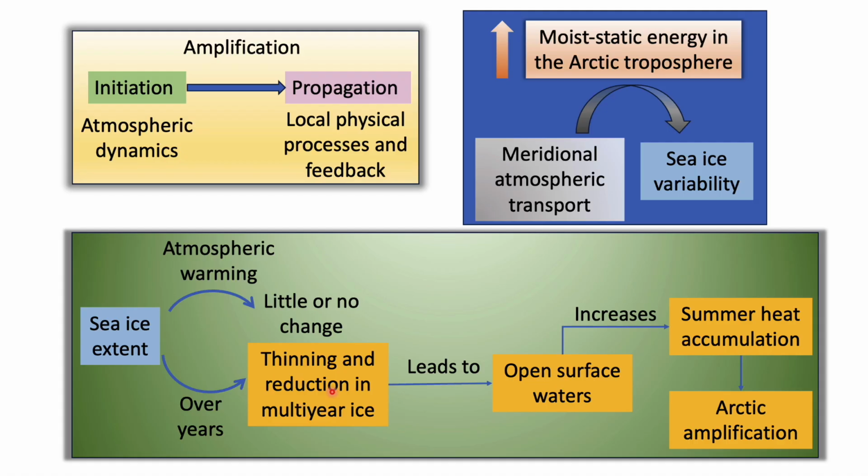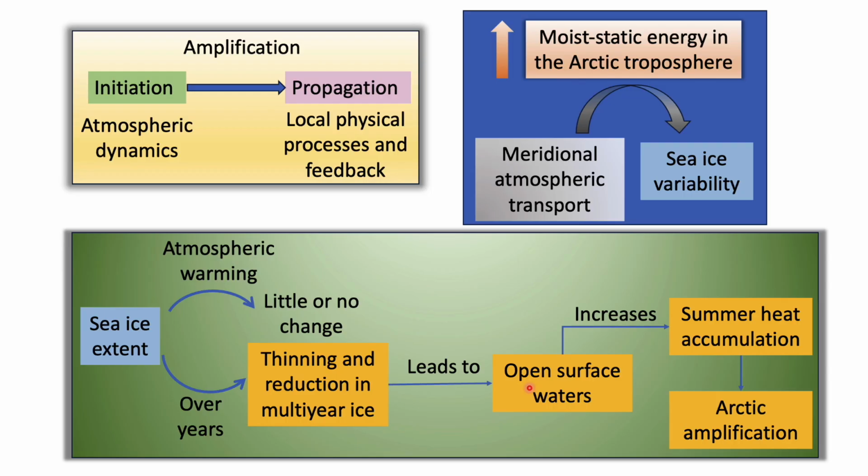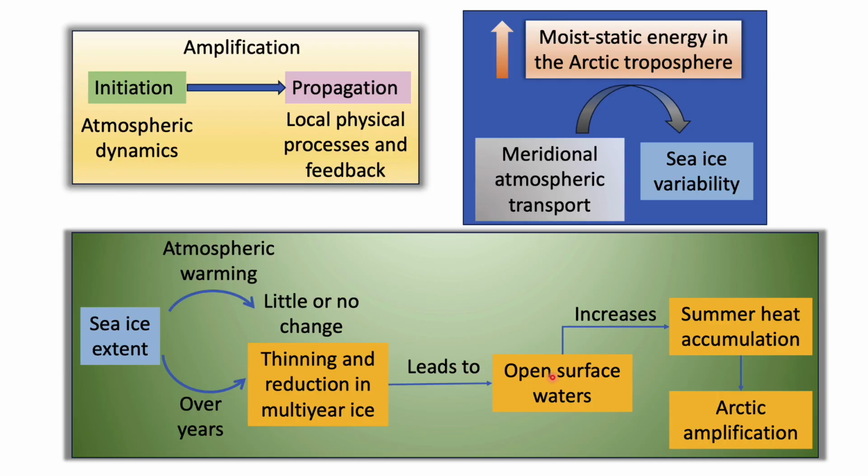And the thinning and reduction in the ice leads to open surface water. As we have seen, surface albedo changes when ice melts to water. Now the water absorbs more heat, so it leads to more melting of ice. So that is what is happening. The thinning of ice leads to more and more open surface waters, which increases the summer heat accumulation.